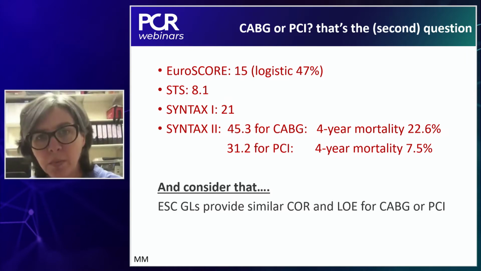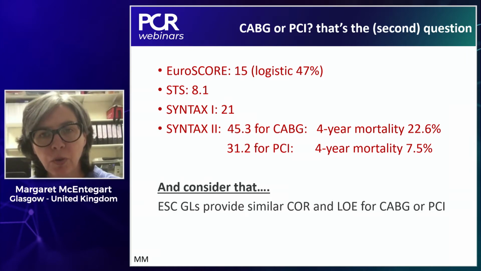Thanks, Flavio. So if we look at his surgical scores, he has a EuroSCORE of 15 and an STS score of 8.1, so kind of intermediate towards high risk in the surgical population. If we look at his anatomical score, his SYNTAX 1 score is 21, which puts him just into the lowest tertile of anatomical complexity. If we then look at his SYNTAX 2, it's 45.3 for CABG, giving him a 4-year estimated mortality of nearly 23%, and 31 for PCI with an estimated 4-year mortality of 7.5%.